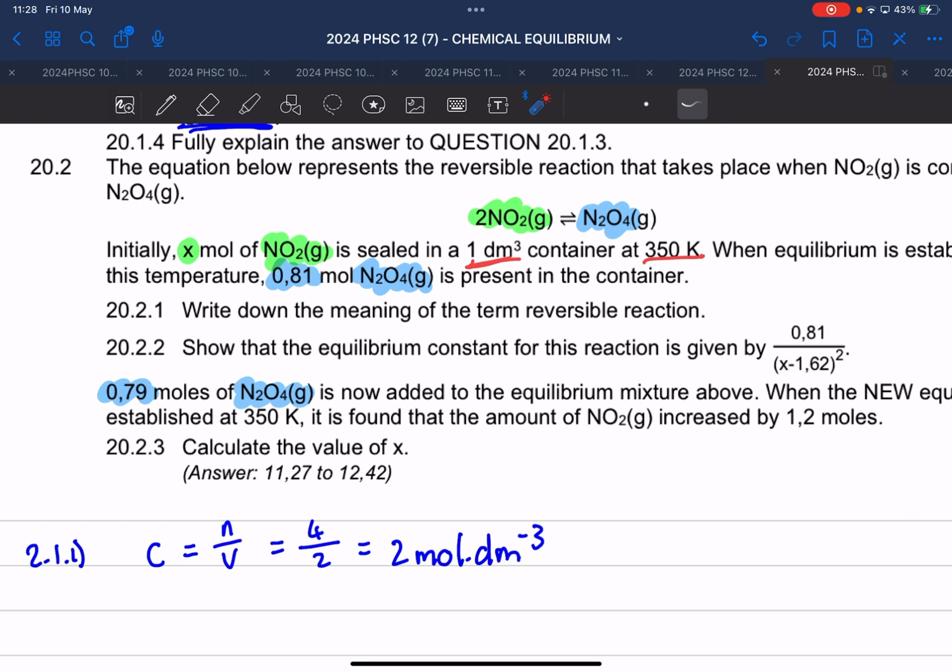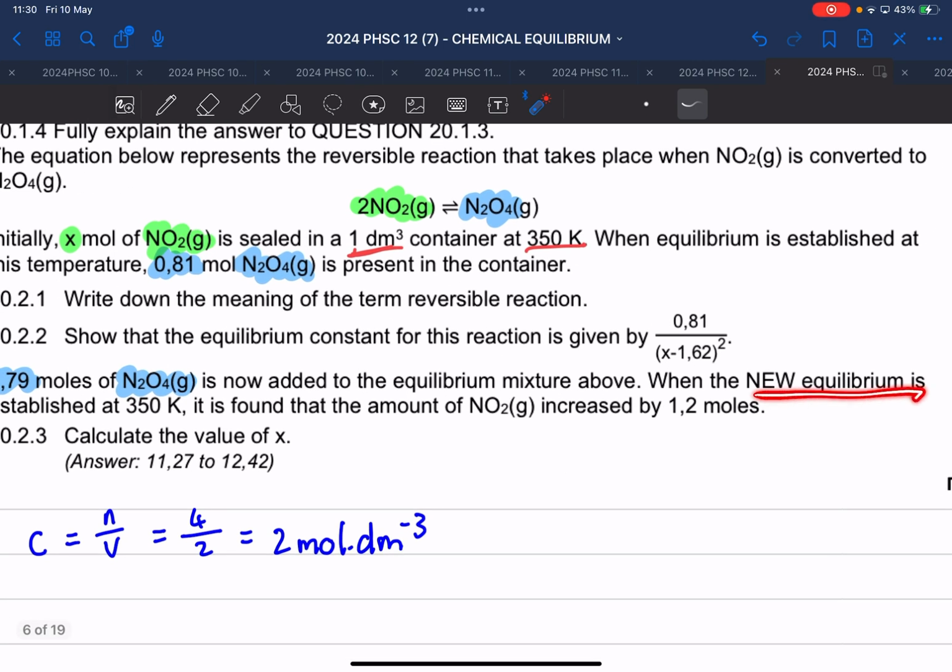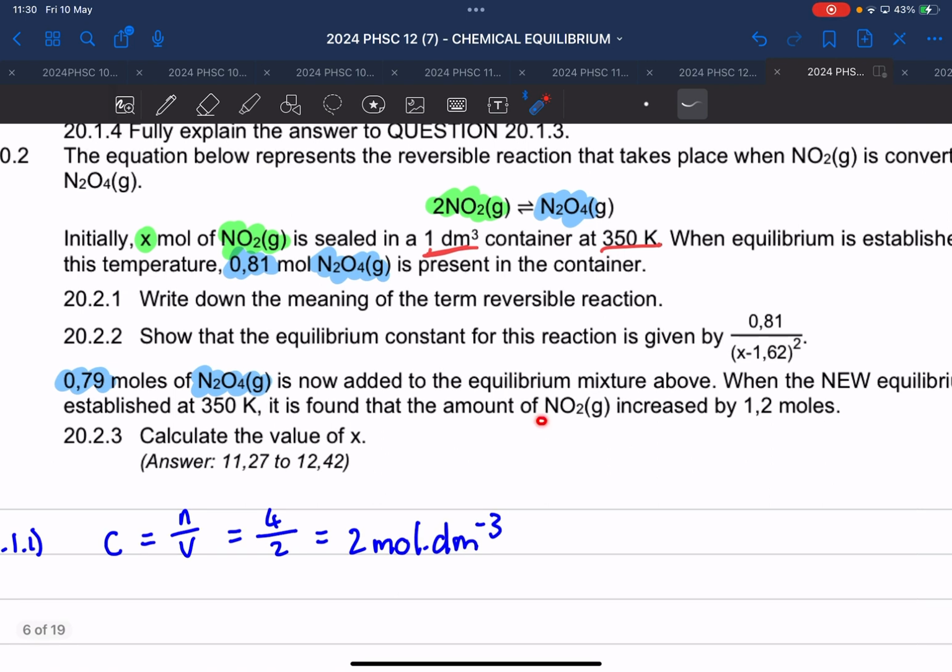Okay, let's get back to the problem because you guys are getting really distracted and I'm trying to show you how this will be asked in an exam. So we are adding some of our product, so we are increasing the concentration of our product. When the new equilibrium is established, it is found that the amount of NO2, our reactant, increased by 1.2 moles after equilibrium. Now they ask us, calculate the value of X.